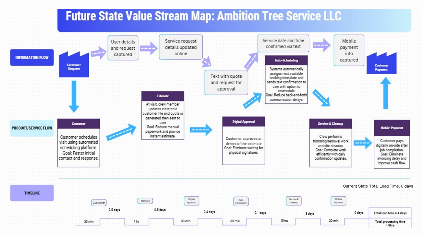And so this presentation covers the future state value stream map and a future state process flow diagram for the business Ambition Tree Service LLC. So let's go ahead and dive right in.